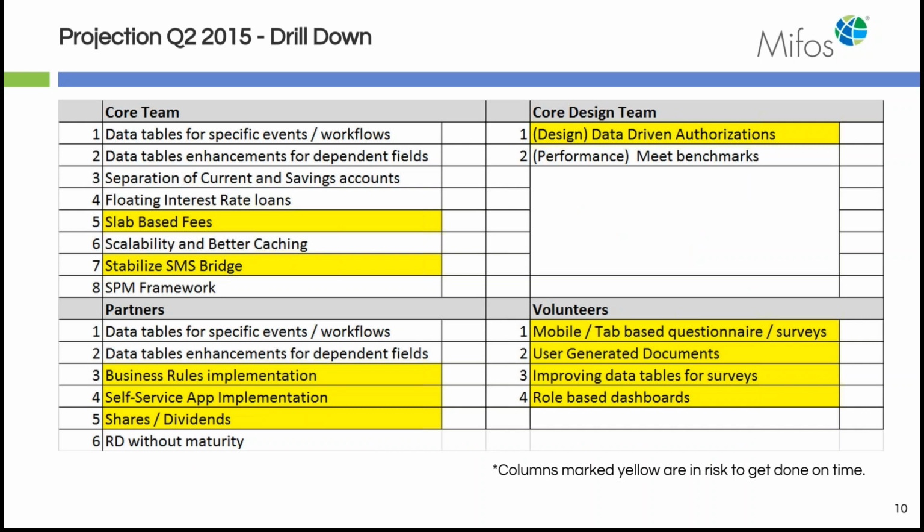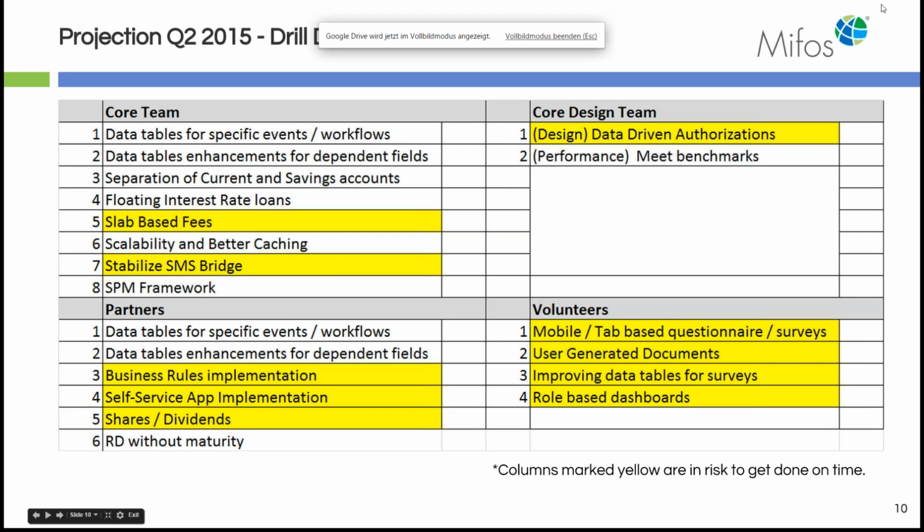So what specific stuff are we taking on for Q2? Once again, data tables, because there's a lot of stuff that still needs to be done. Then we want to have a separation of current and savings accounts. Currently, they're a bit mingled. Then we're introducing floating interest rate loans, which is wanted a lot from the Indian side. Slab-based fees and a stabilized SMS bridge are things we'd like to do, but we're not really sure we will get them in. That's why they're in yellow.